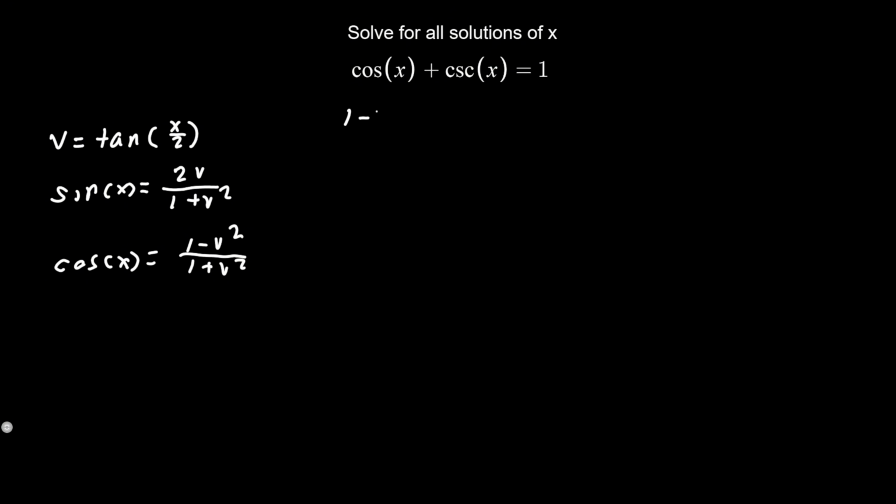So we have 1 minus v squared over 1 plus v squared, plus, and then since we have cosecant, we're going to just flip the sign around. So we're going to have 1 plus v squared over 2v, and that is equal to 1.